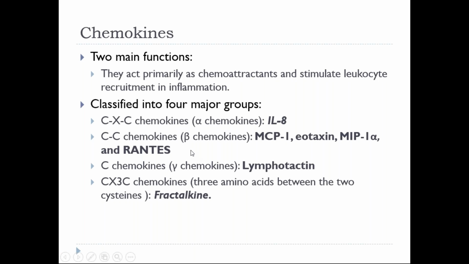For this, what plays an important role is the chemokines. I already explained the different types of chemokines: C, CC, CXC, and CX3C chemokines. Examples I also quoted: CX3C is fractalkine. These are all important because you may get them in MCQs. C chemokine is lymphotactin, and CXC is interleukin 8. CC is MCP-1, eotaxin, macrophage inflammatory protein alpha, and RANTES. Okay, with the help of chemoattractants, they migrate to the site of inflammation.